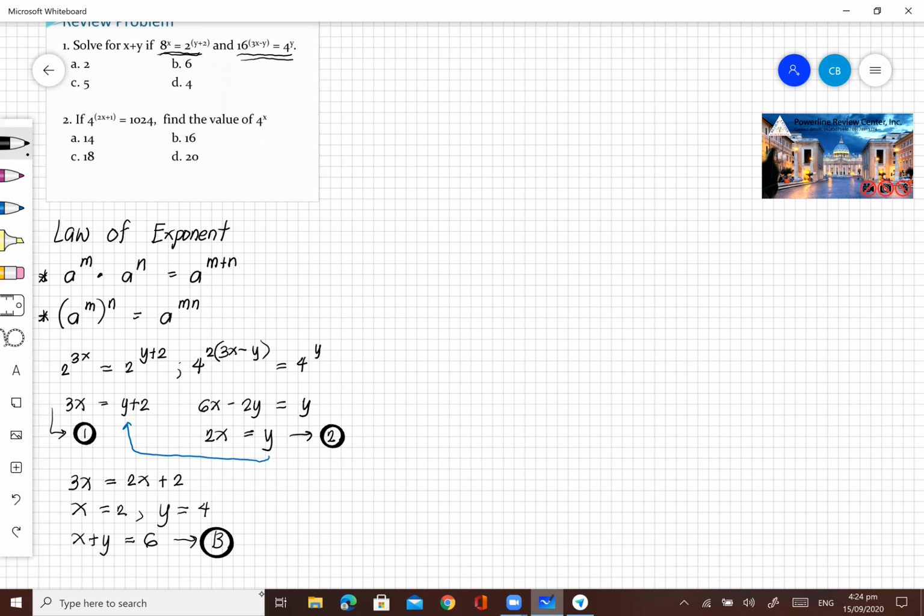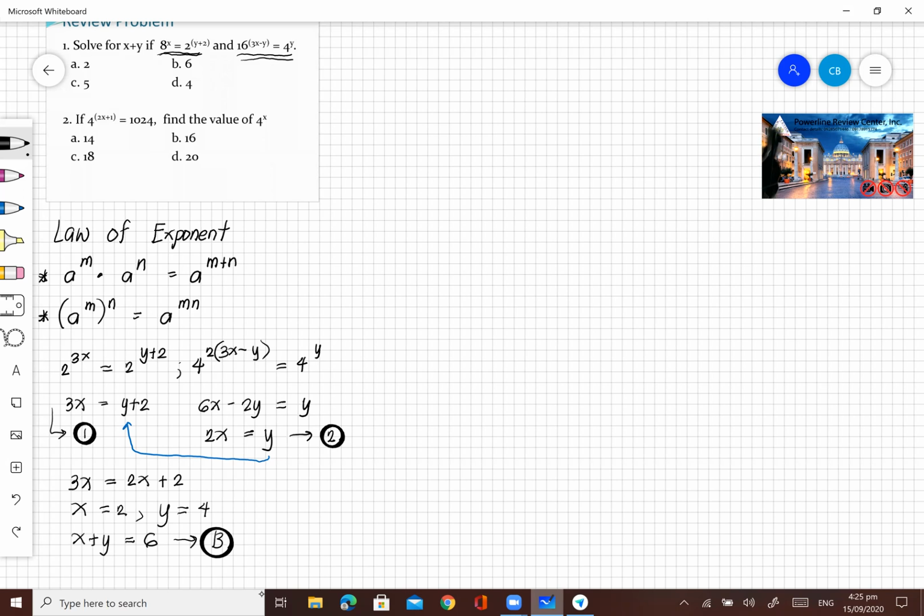But anyway, since naka-record naman ako dito in case medyo malabo, magse-send din naman ako ng recording. So makikita niyo ulit doon. So medyo maliwanag naman dito. Okay? So kung may tanong lang kayo, just comment. Lagay niyo lang sa chat. So nakikita ko naman, nababasa ko naman. Okay? So may tanong ba doon kay problem number 1?